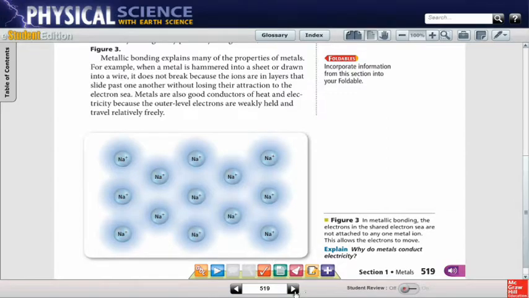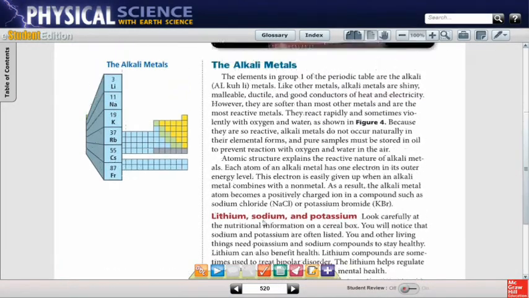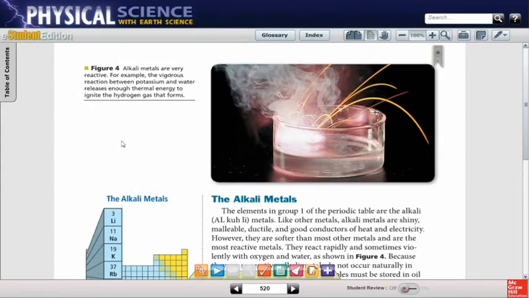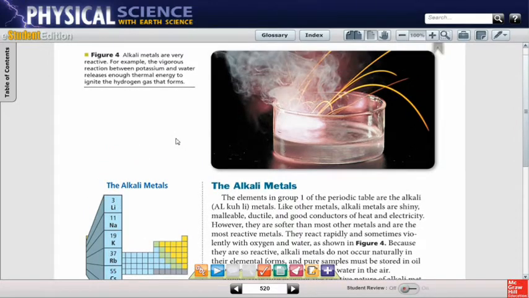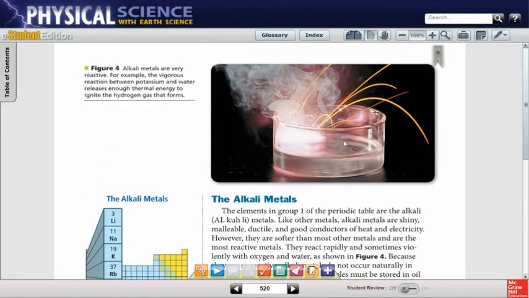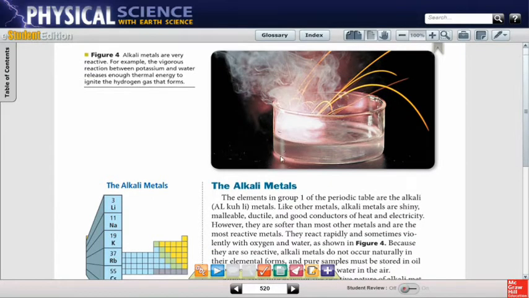Are there any other pictures? Let's see. Oh yeah, here's another couple of pictures. Alkali metals are very reactive. For example, the vigorous reaction between potassium and water releases enough thermal energy to ignite the hydrogen gas that forms. Wow, look at this. So this is alkali metals. That's the first column. See it right there? Alkali metals. This one right here, the first column. Okay, only 1 electron in the outer shell, remember? And wow, this thing really reacts with water. Kind of blows up. So you can see the white flame right there.